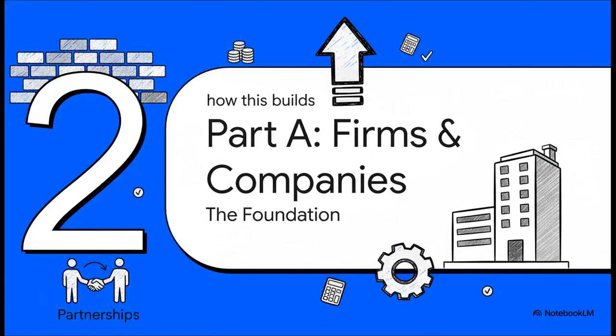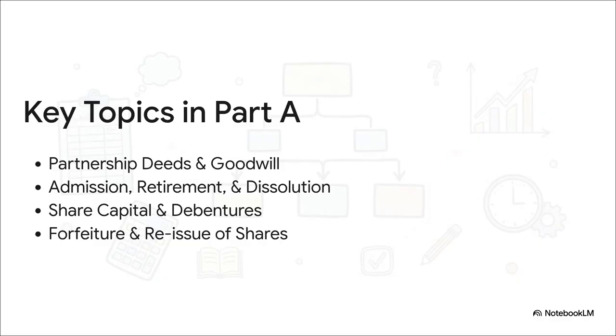So let's zoom in on Part A. You should really think of this section as the bedrock of your entire accountancy knowledge. It's all about the accounting for the two major business structures you're going to see everywhere: partnerships and companies. And within Part A, these are the heavy hitters. You've got to be fluent in everything from partnership deeds and goodwill, all the way to the tricky stuff like share capital and debentures. And you can absolutely bet that you'll see questions on a partner's admission, or retirement, or even the dissolution of a whole firm.